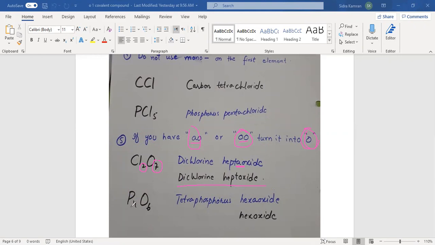See another example. P4O6. This is tetraphosphorus. For 4, the prefix is tetra. So tetraphosphorus hexoxide. For 6, the prefix is hexa. Hexoxide. See here, O and A are written side by side. So you change this O and A, just written as O. So it is hexoxide, tetraphosphorus hexoxide.